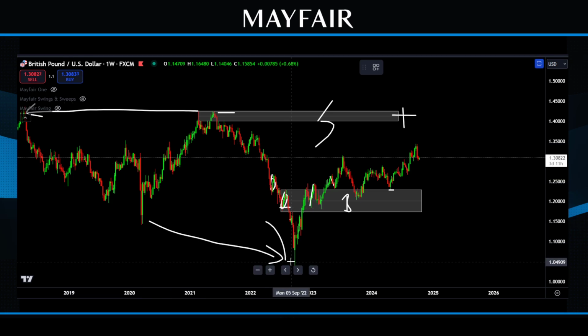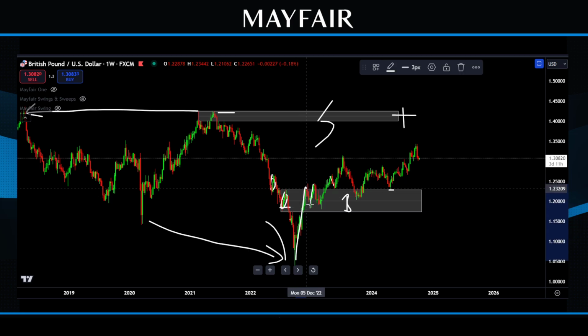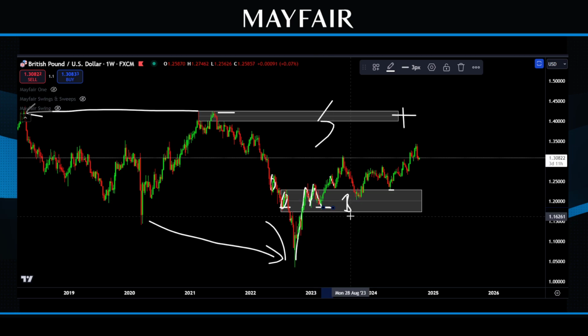Following the money means that until you get a change of character, so this one here, up, down, fail, so you get a change of character, you are bullish until it changes the next time. So in this particular move, this could have been the false move here. But what it's done is it's created more liquidity for the drive.